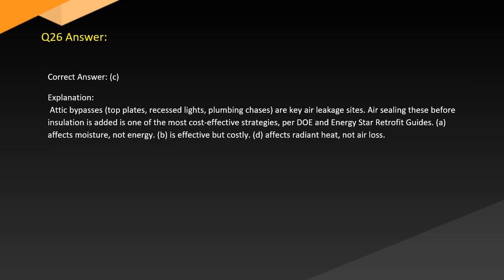Answer. Correct answer: C. Explanation: Attic bypasses, top plates, recessed lights, and plumbing chases are key air leakage sites. Air sealing these before insulation is added is one of the most cost-effective strategies per Energy Star retrofit guides. A affects moisture, not energy. B is effective but costly. D affects radiant heat, not air loss.